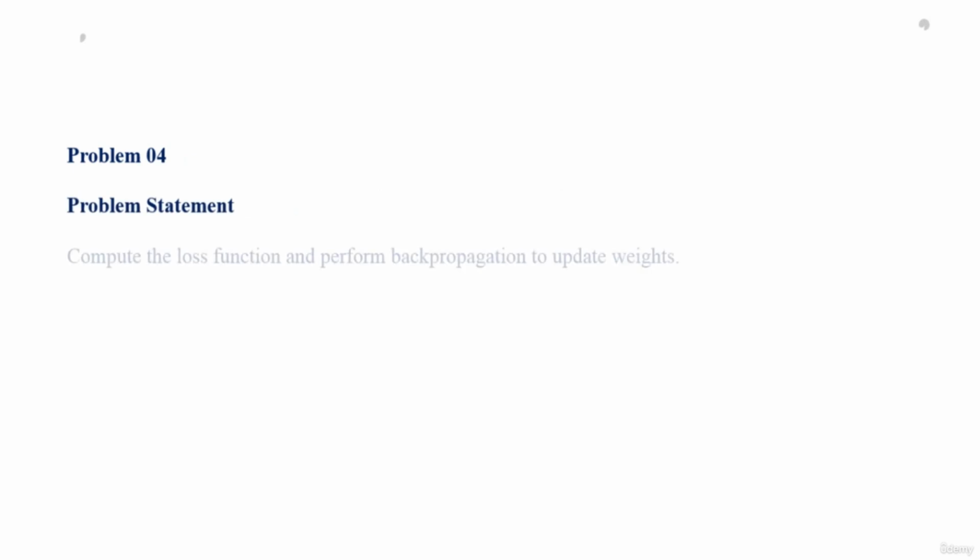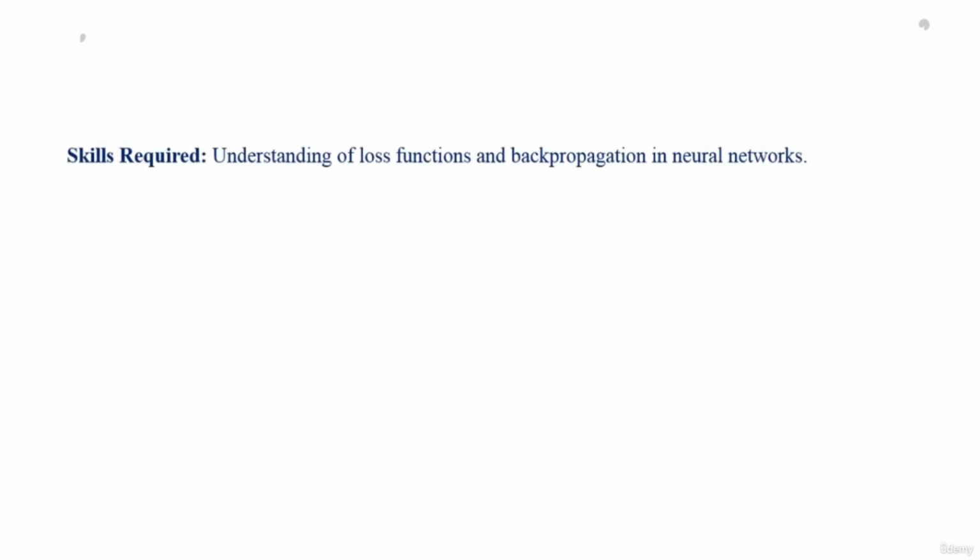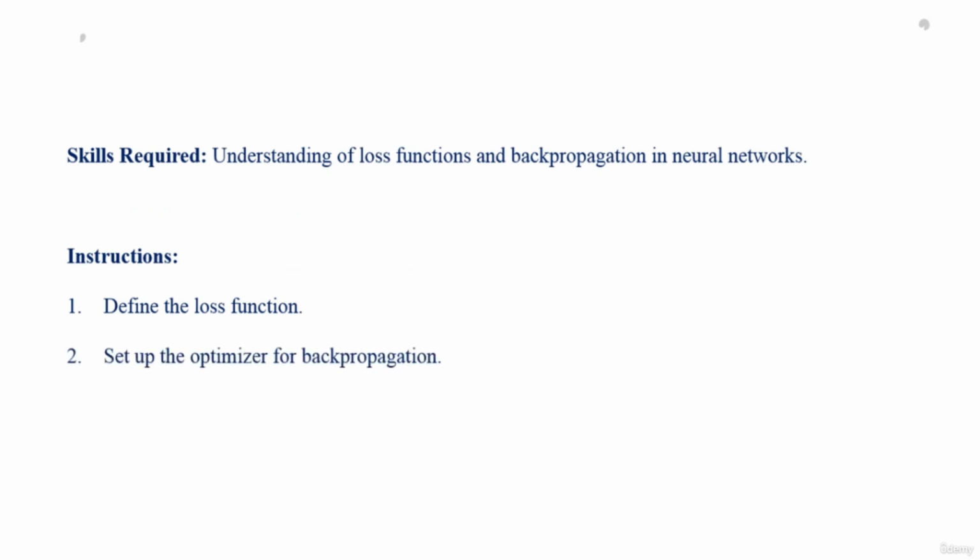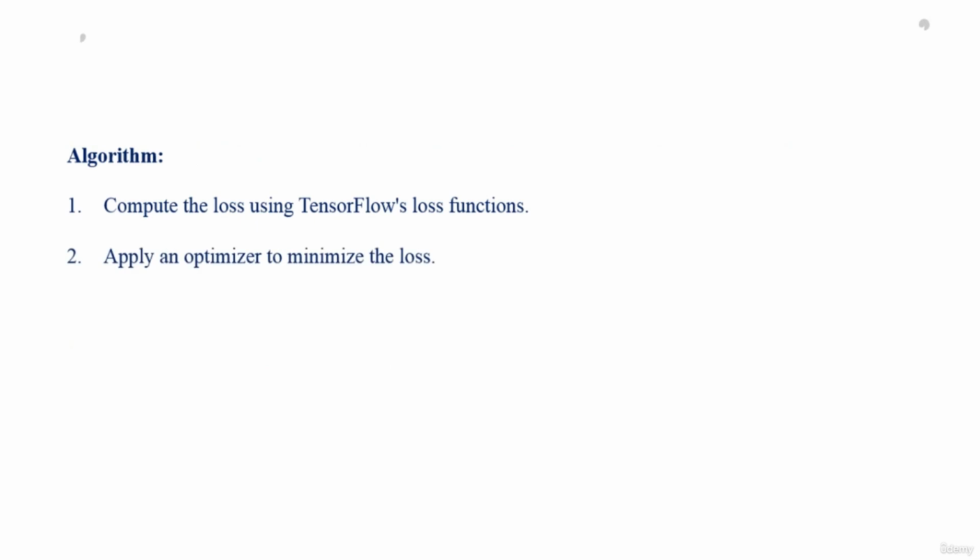Problem 04. Problem statement. Compute the loss function and perform backpropagation to update weights. Skills required: understanding of loss functions and backpropagation in neural networks. Instructions. Define the loss function. Set up the optimizer for backpropagation. Algorithm. Compute the loss using TensorFlow's loss functions. Apply an optimizer to minimize the loss.